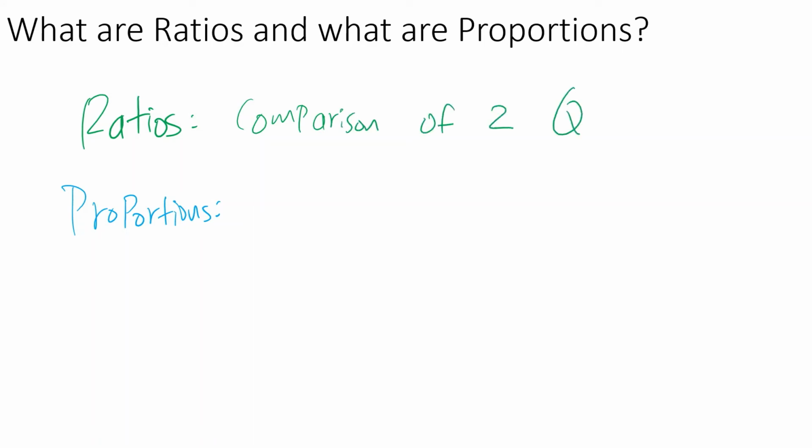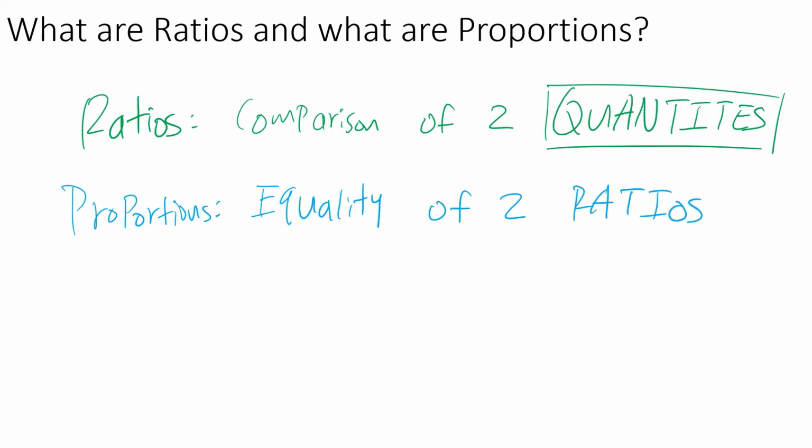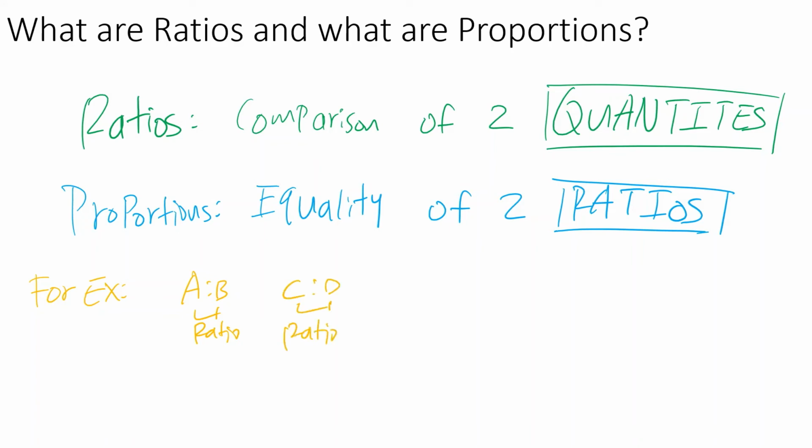of two quantities, whereas proportions are the equality of two ratios. So let's give some examples. For example, we can say A to B is a ratio. C to D is also a ratio. 3 to 4 is a ratio. 1 to 5 is a ratio.